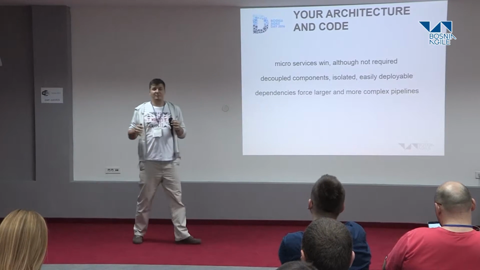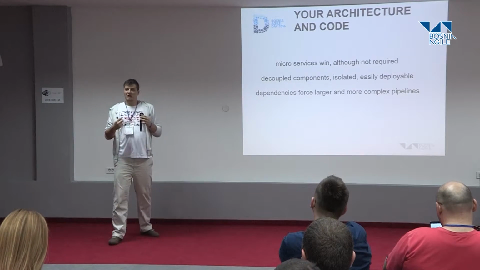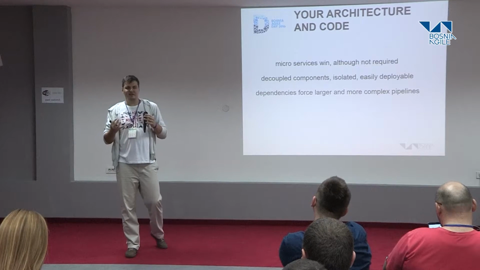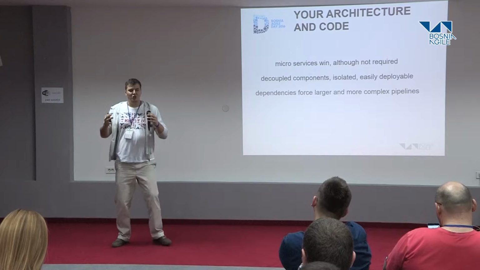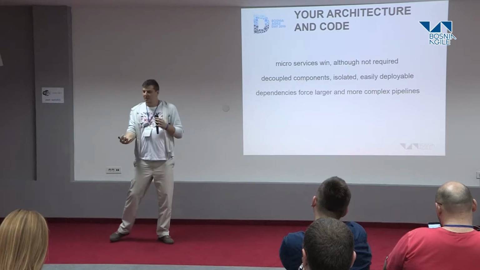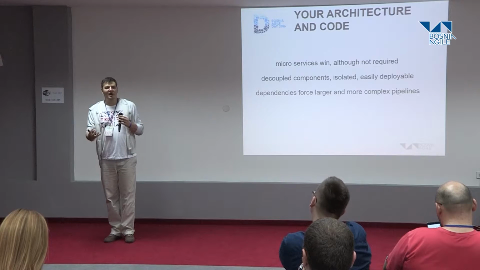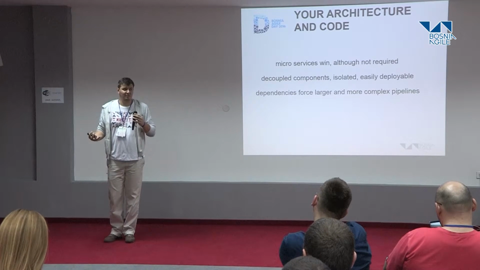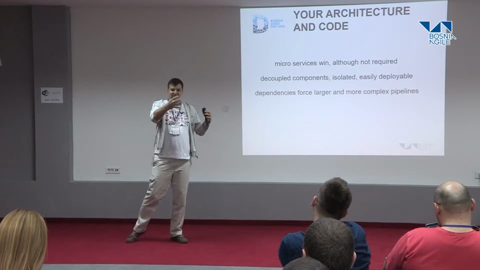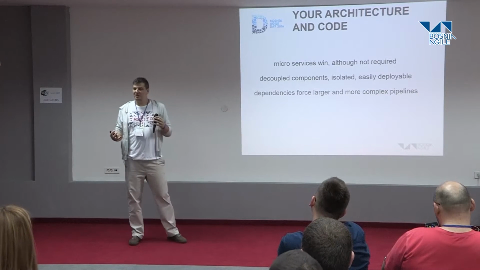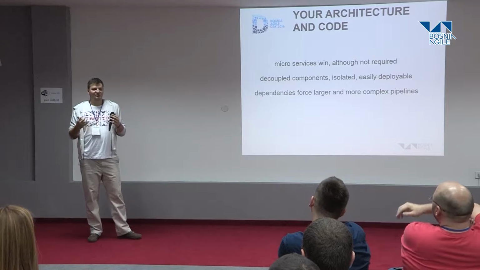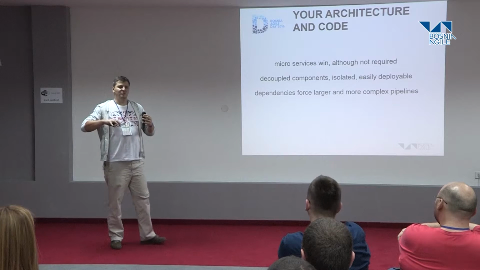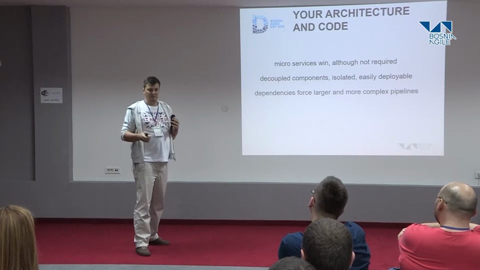Dependencies force larger pipelines. If you have a big dependency graph between your components, you're never going to be able to build a mobile application that is Android-based but uses some Java library until you build a huge server component. That mobile application will never be built fast enough, tested fast enough or deployed fast enough. So try to decouple things and make dependencies as small as possible.